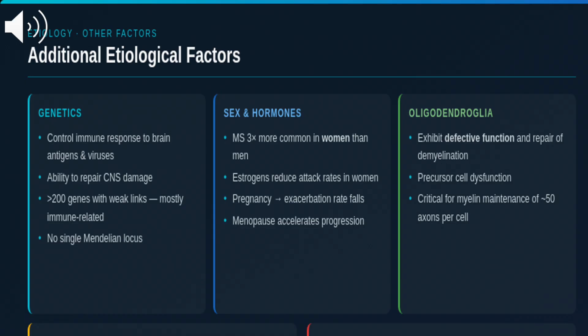The oligodendroglia themselves contribute to the etiological picture through intrinsic dysfunction. They exhibit defective function and repair of demyelination, suggesting that vulnerability of the target tissue is not merely a passive phenomenon, it's an active contributor to why damage persists.